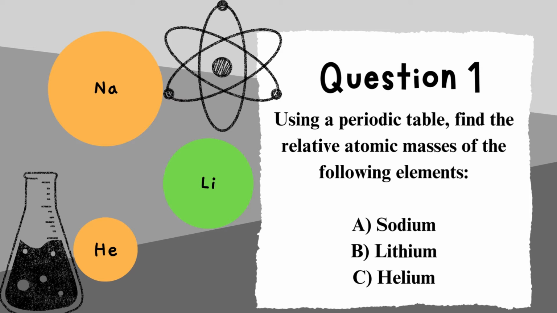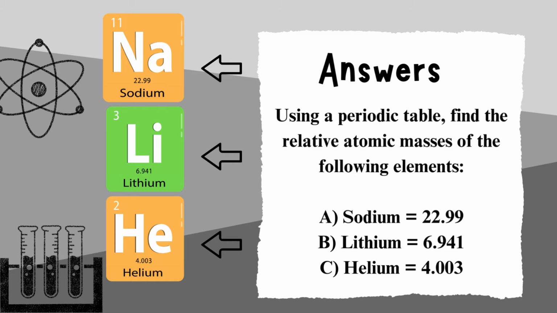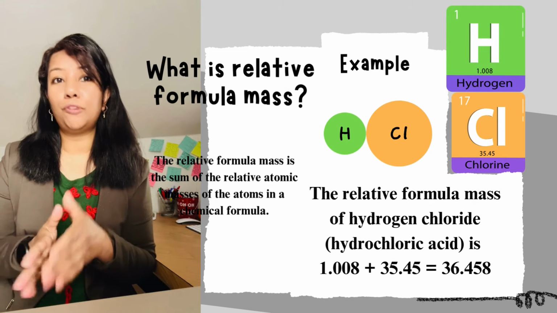So question 1: using a periodic table, find the relative atomic masses of the following elements: sodium, lithium, and helium. So how will we get that? Easy. Using a periodic table: sodium 22.99, lithium 6.941, and helium 4.003.